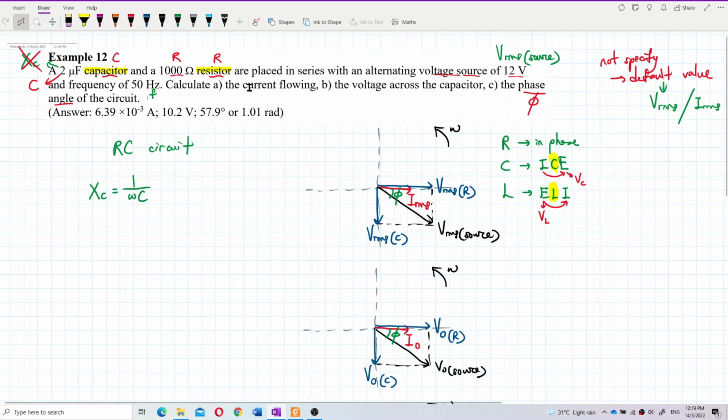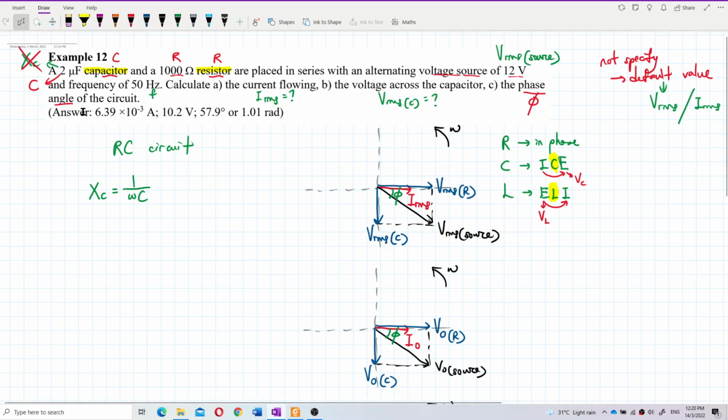Now you want to find the current flowing. He didn't specify, so it's by default the root mean square current. So you need to find the root mean square current. And then B, voltage across capacitor. Not specified whether it is peak voltage or root mean square voltage, so by default it is root mean square voltage across capacitor. So we need to find VRMS C.